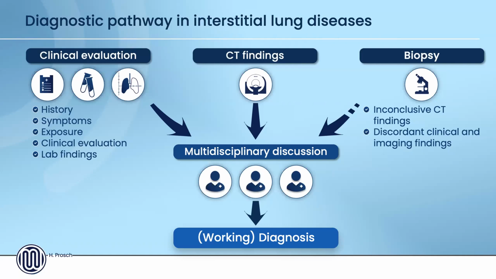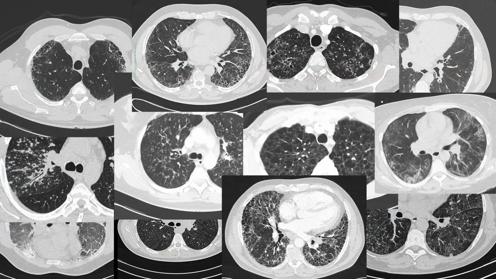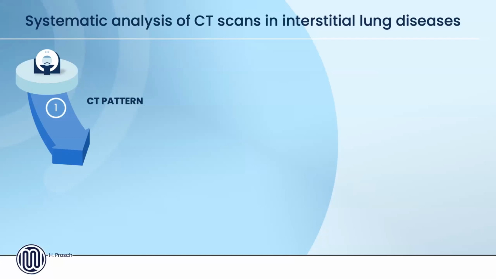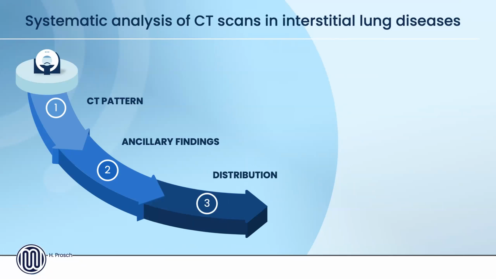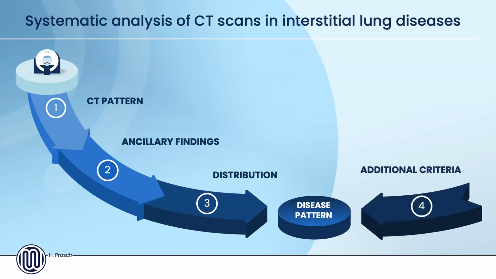So CT plays quite a central role here. In order to come up with a very narrow differential diagnosis, which in turn helps you come up with a final diagnosis, we have to analyze these CT scans in a systematic way, because just by looking at them, they look quite similar. You need to analyze them systematically, otherwise you won't be able to come up with a good differential diagnosis. This is usually a three-step approach. We first look at the CT pattern, we then look at ancillary findings, and last but not least, we look at the distribution. And this should at the end give us a disease pattern.